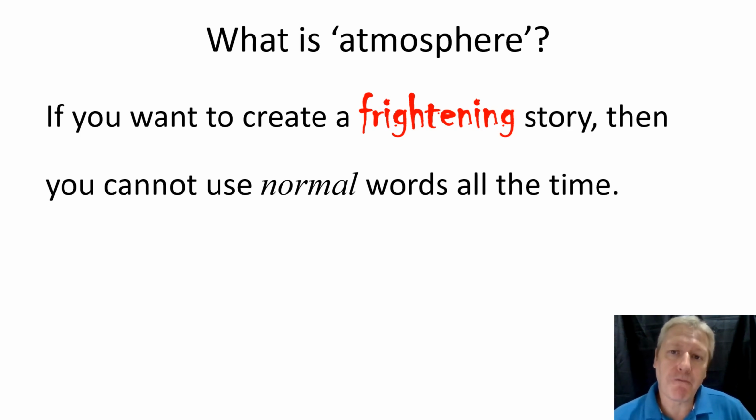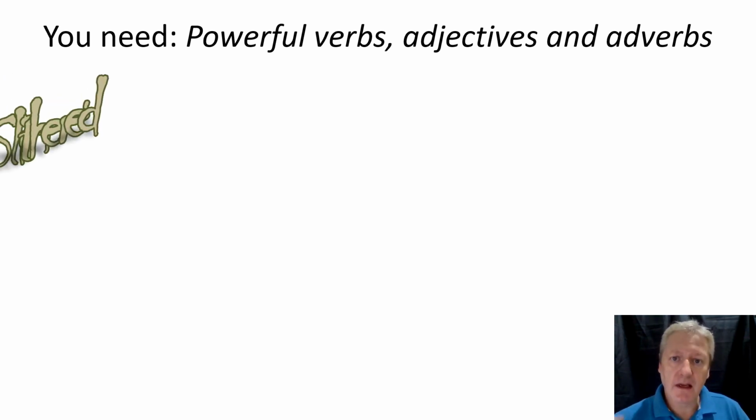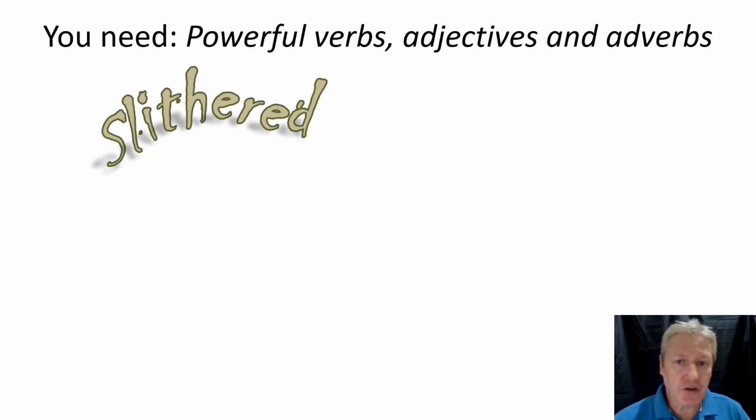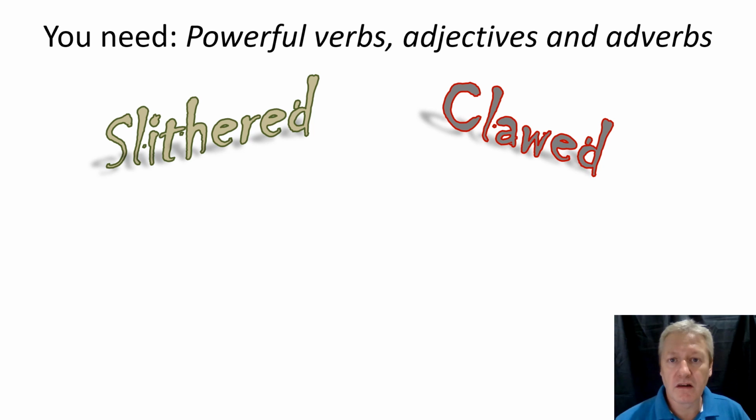If you want to create a frightening story, then you cannot just use normal words all the time. You need to use more powerful verbs, some good adjectives and adverbs, and other words that support the atmosphere you want to create. For a frightening story, you could say something slithered across the floor, or something clawed at the door trying to get in. Here we have 2 good verbs. But what about adjectives?